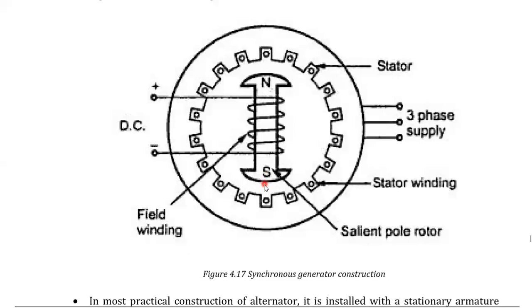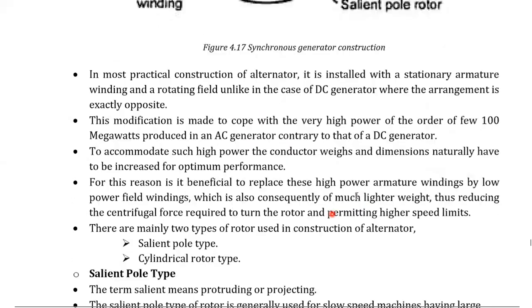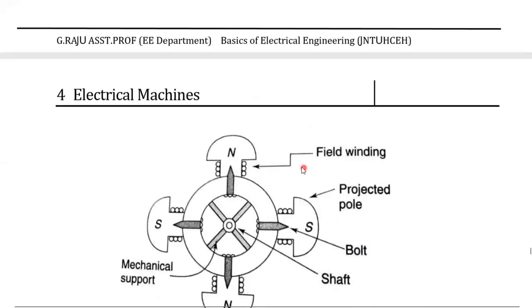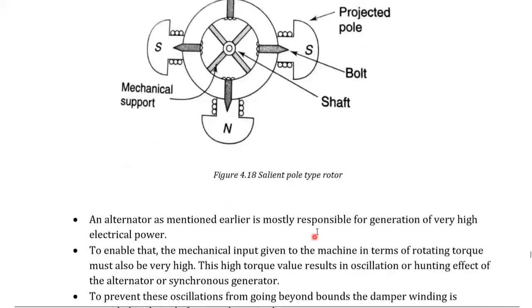In the middle, the air gap is less, so the maximum flux distribution takes place from the stator magnetic field to the rotor. At the end of the pole tips, the air gap is more, so there is less flux distribution. That's why it is exactly sinusoidal, and we get a sinusoidal output voltage. So this type of pole is used. This is about the salient pole type rotor.